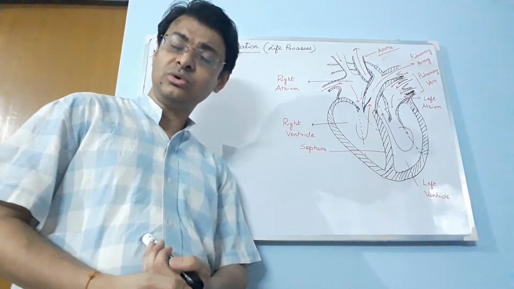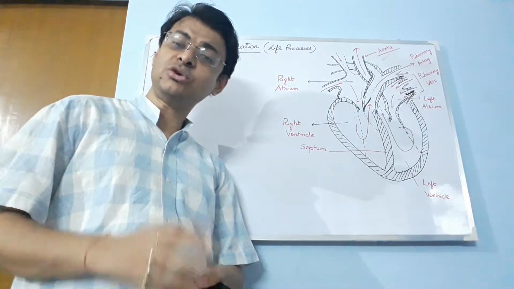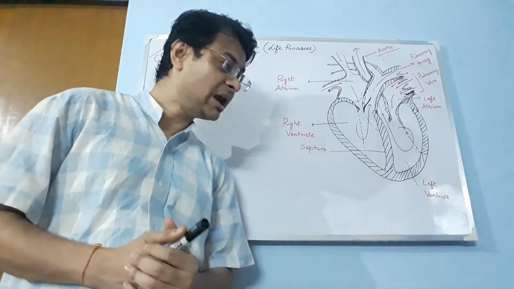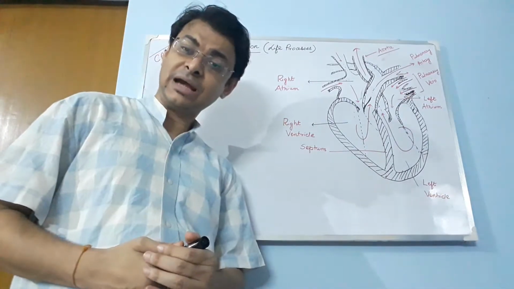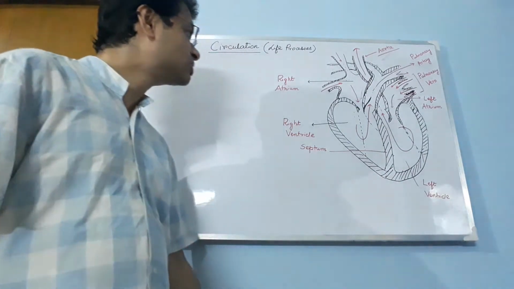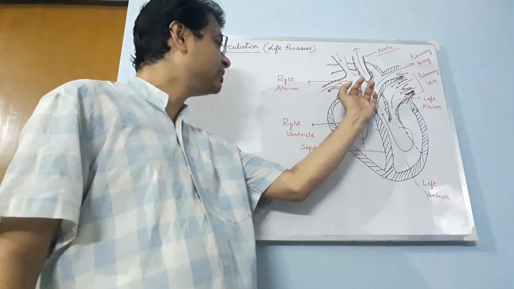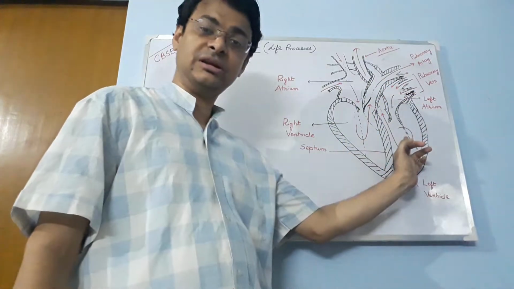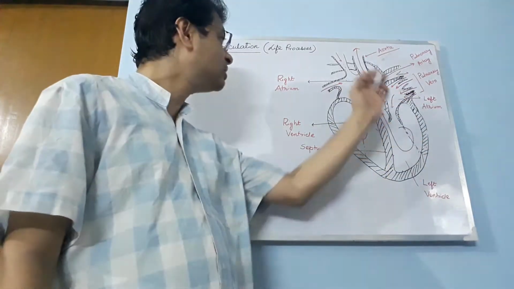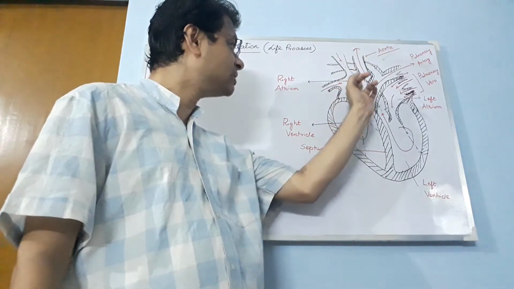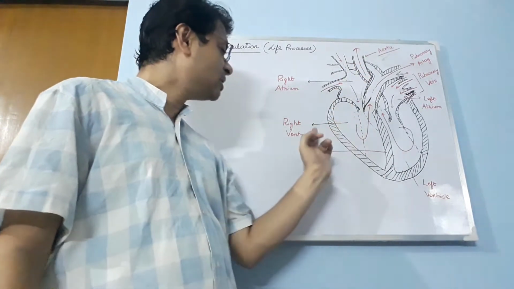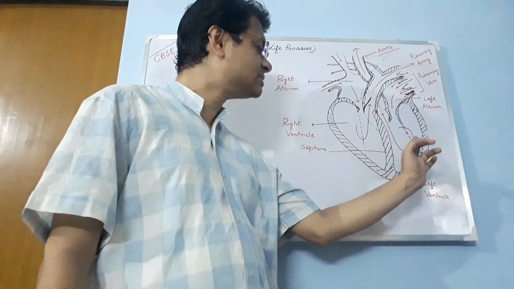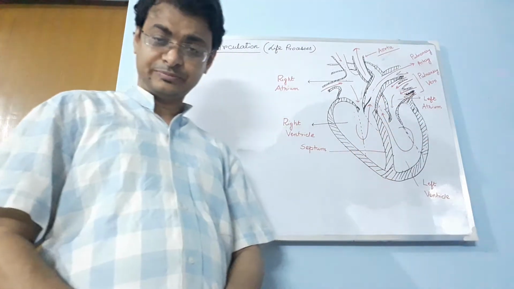Students, you already know that the human heart consists of 4 chambers, as in the case of mammals and birds. What are the 4 chambers? Right atrium, right ventricle, left atrium, left ventricle. This is the right atrium, this is the right ventricle, this is the left atrium, this is the left ventricle.